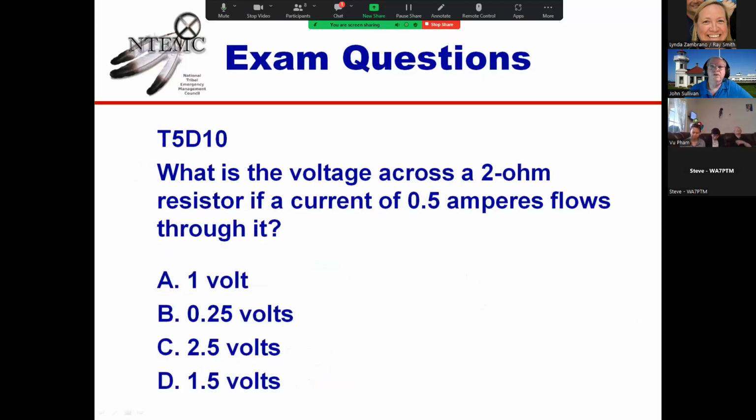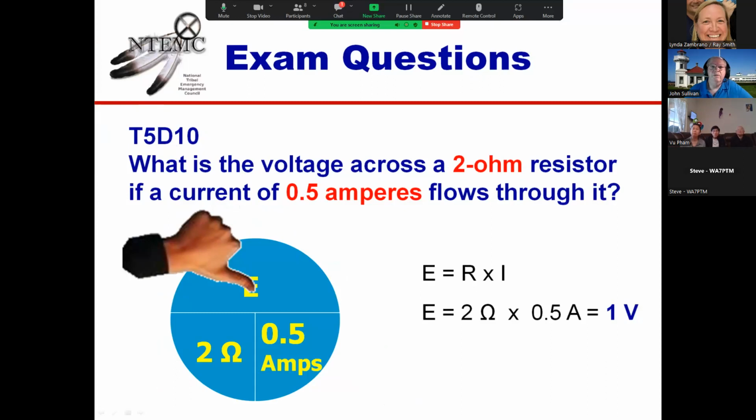What is the voltage across a 2 ohm resistor if a current of 0.5 amps flows through it? This time we got our thumb on the E. We got 2 times 0.5, or 1 volt.